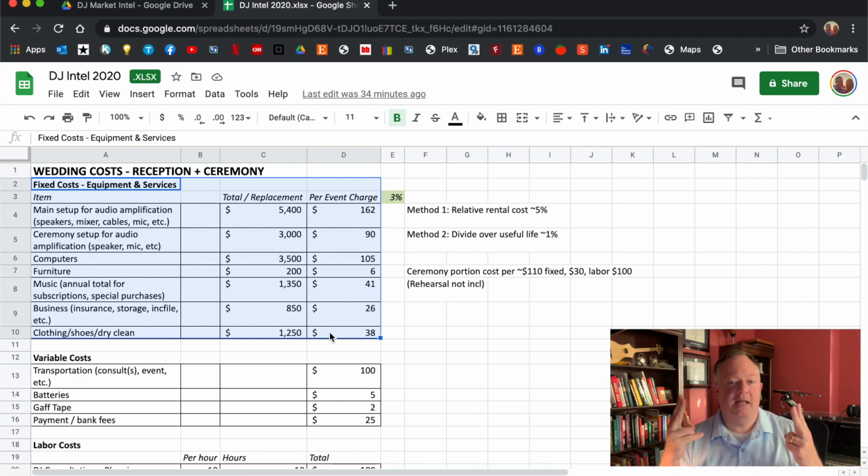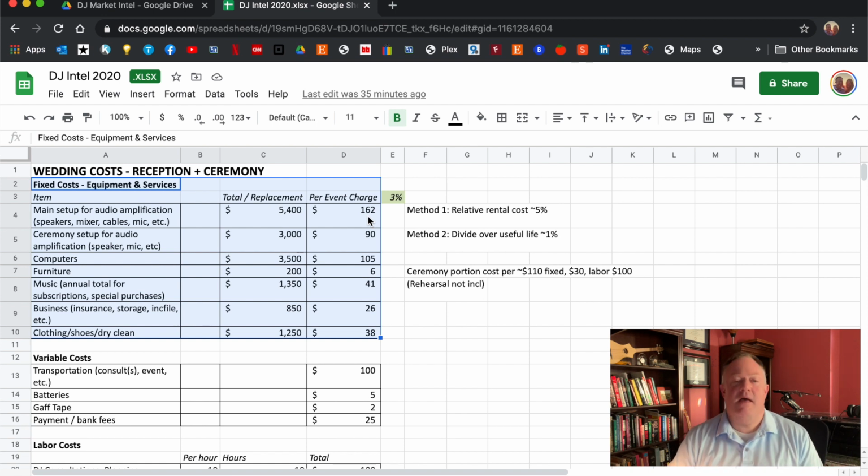There are 2 ways that I think you could logically think about it as a DJ. One is a relative rental cost. What would it cost you to go to your friend or to something like Guitar Center in the United States and rent the full complement of gear that you need to go out to your venue and perform your service? In that method, the typical standard number you would use as an estimate would be 5% of your replacement cost as your per event charge. It would cost about 5% to rent some of the larger audio gear.